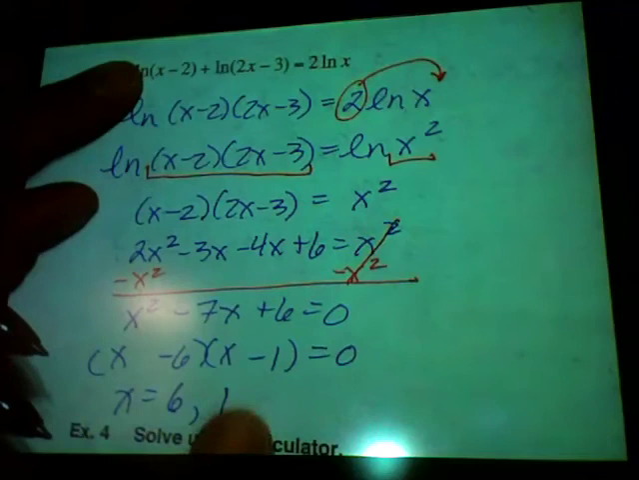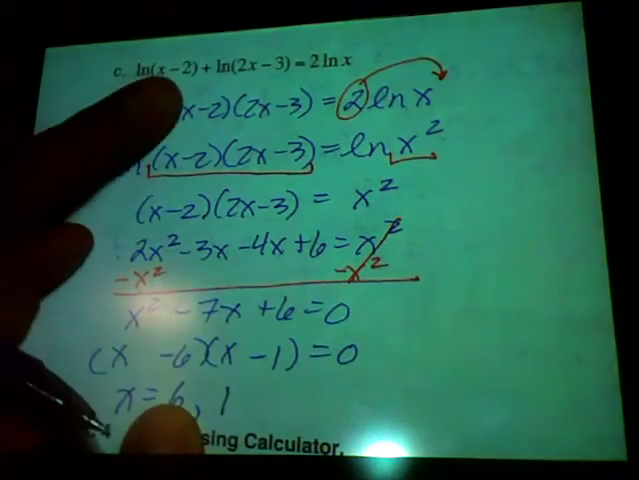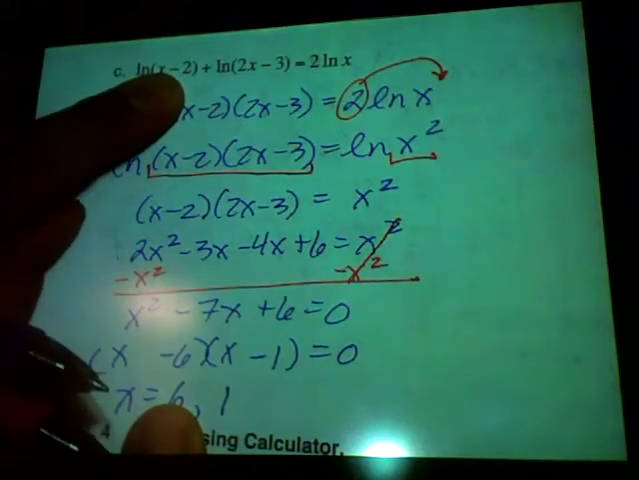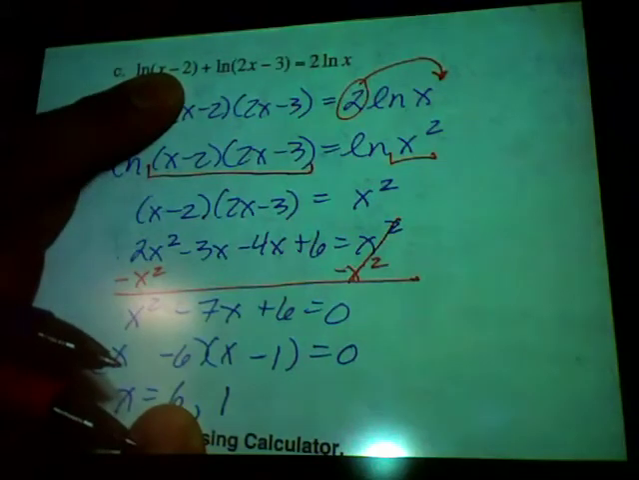So if x is 6, what's 6 minus 2? 4. Can I take the natural log of 4? Is that in the domain? Remember, your domain is restricted to taking the natural logs and the regular logs of what? Positive numbers, right? Not 0, not negative numbers. So that one works, doesn't it?